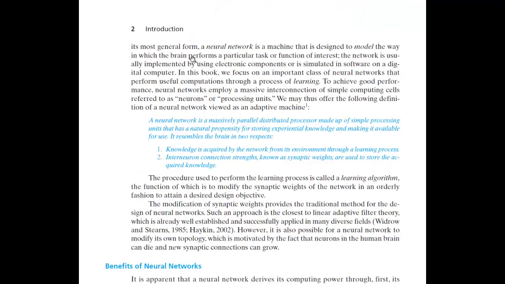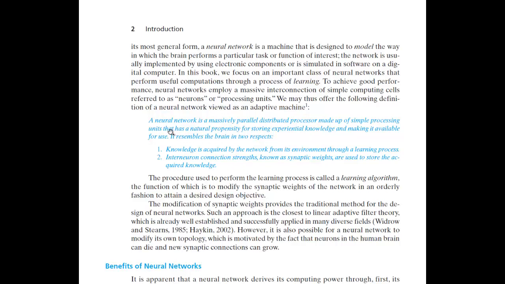Now, in the general form, a neural network is a machine that is designed to model the way in which the brain performs a particular task or function of interest. The network is usually implemented by using electronic components or is simulated in software on a digital computer. As I've already told, we are trying to implement the neural logic with respect to the machine. Now here, to achieve good performance, neural networks employ a massive interconnection of simple computing cells referred to as neurons, or called processing units.